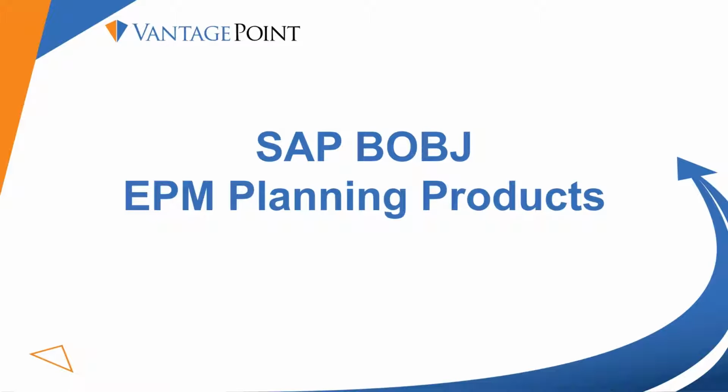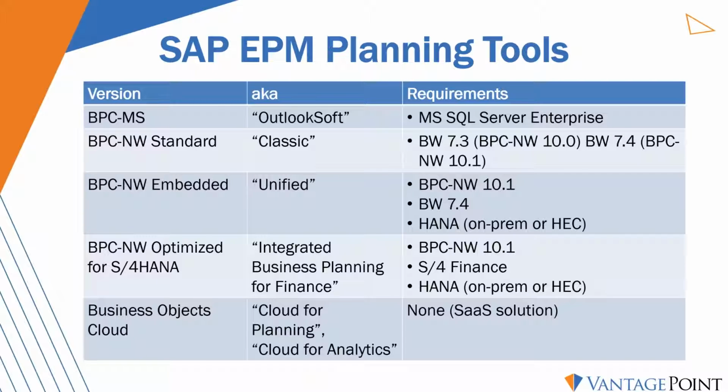So let's talk about what the different BOBJ EPM planning products exist in the marketplace currently at SAP. This list is inclusive of what SAP considers the Business Objects EPM planning suite. It does not include some of the legacy products that SAP has used from a planning perspective, such as SEM BPS or BW BPS, Business Planning and Simulations. It does not include Business Warehouse IP or Integrated Planning. Those tools are legacy tools, not on SAP's long-term roadmap, and so we didn't include them in discussions.